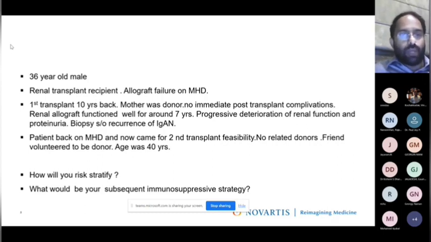And now the patient was back on maintenance hemodialysis and came to me for assessment of a second transplant. And he had no related donors, and one of his friends volunteered to be a donor, whose age was 40 years. So the question is, how will you risk stratify this patient, and what would be your subsequent immunosuppressive strategy?